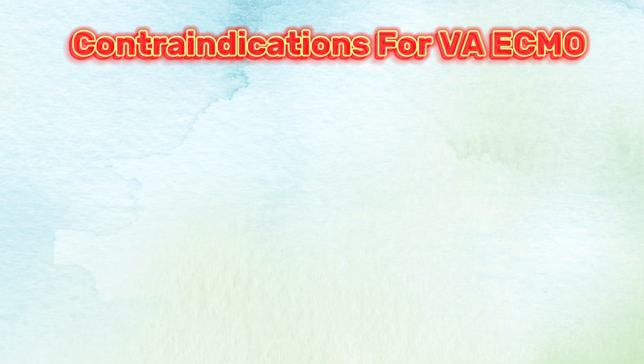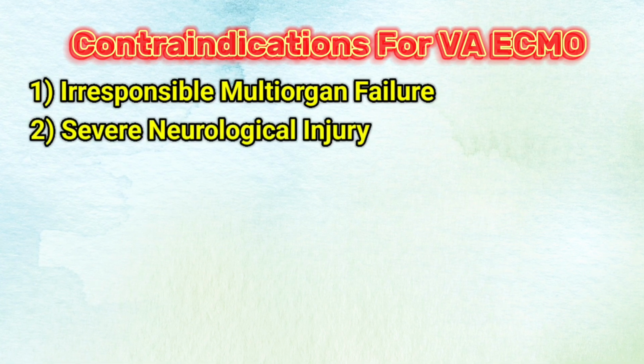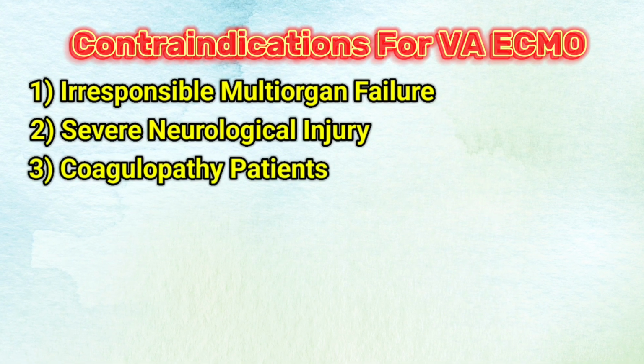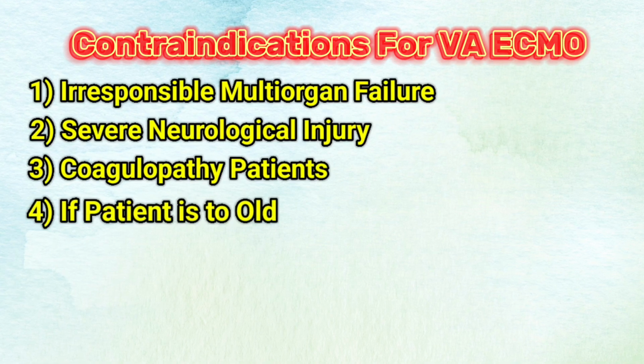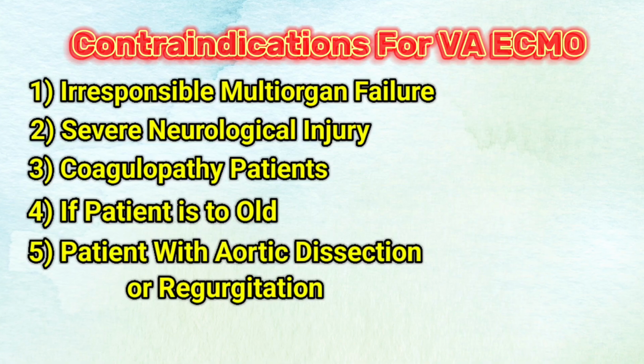Now contraindications for VA ECMO. There are no absolute contraindications, but there are some factors which are considered before putting a patient on ECMO. First is irreversible multi-organ failure. Second is severe neurological injury. Third is coagulopathy. Fourth is if the patient is too old. Fifth is a patient with aortic dissection and aortic regurgitation. In such patients, VA ECMO is contraindicated.